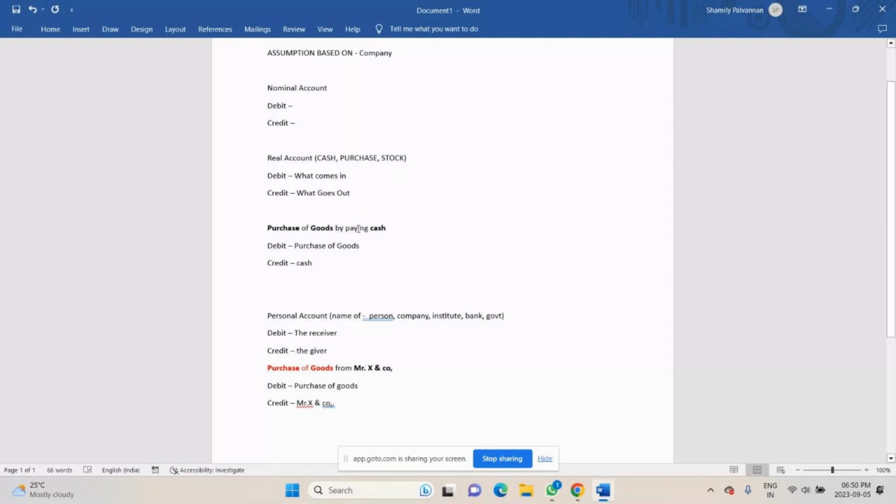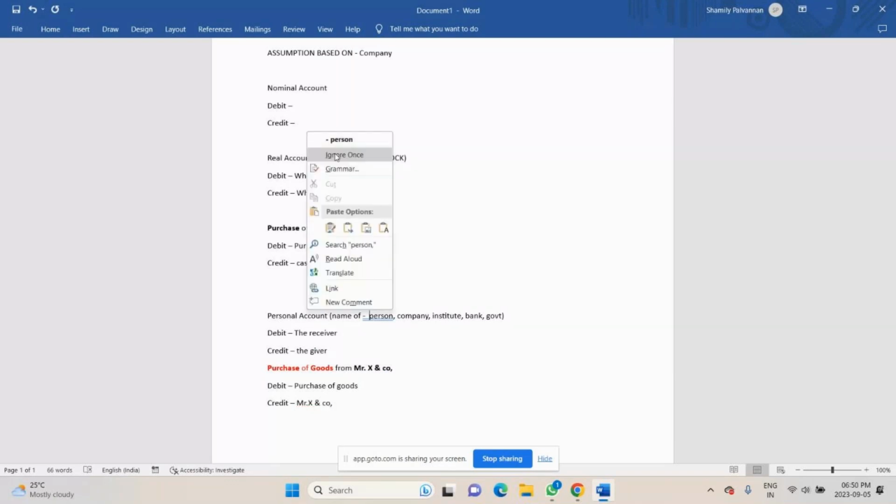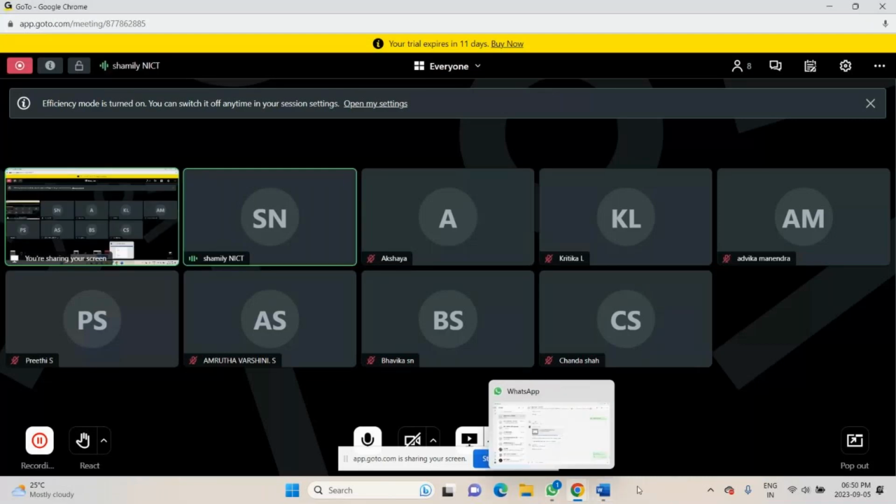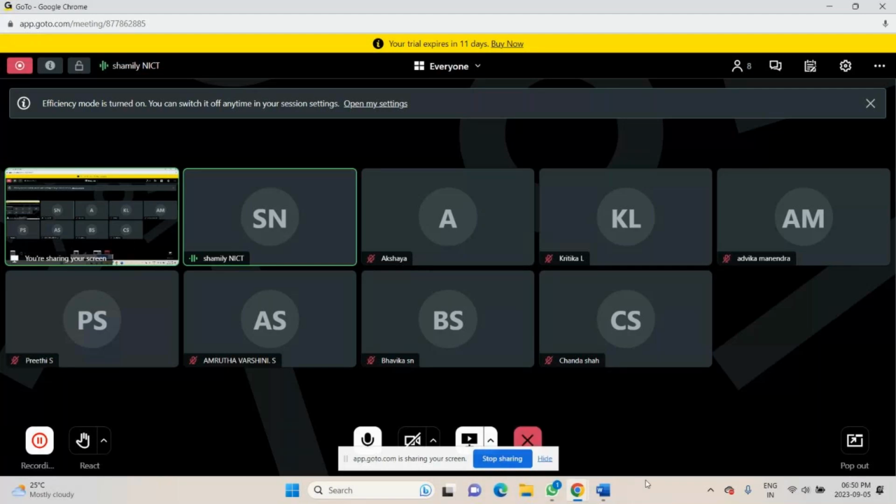Anybody has a doubt? No, ma'am. Okay, thank you. So let's proceed then. I have to ask whom? Kritika. Kritika, you are the one, right? You said you're from some other BSc, right? Yes, ma'am. Are you able to understand, Kritika?